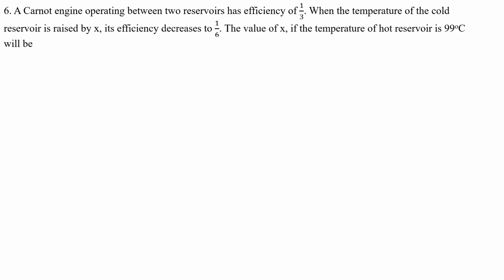Okay, so problem number 6 says a Carnot engine operating between two reservoirs has efficiency of 1/3. When the temperature of cold reservoir is raised by x, its efficiency decreases to 1/6. The value of x if the temperature of hot reservoir is 99 degrees Celsius will be. So, temperature T1 is 273 plus 99, so gives you 372 K.